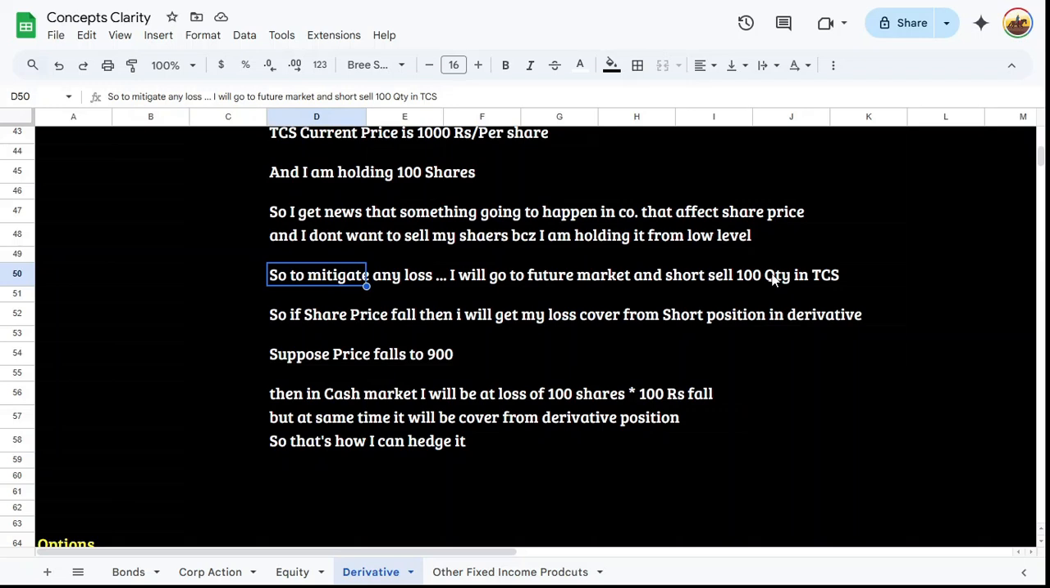So what happens if the price goes down? Suppose the price falls to 900. Then in my equity cash position, my portfolio will fall by 100 rupees per share. So 100 into 100, maybe 10,000 rupees. I am seeing a loss in my portfolio. But on the other side, I already shorted the derivative. Short means we have already sold. So what happens if the market price falls 100 rupees? I will be in a profit of 100 into 100, like 10,000 rupees. So I'm neither in loss nor in profit. So that is the use of derivatives to hedge something.